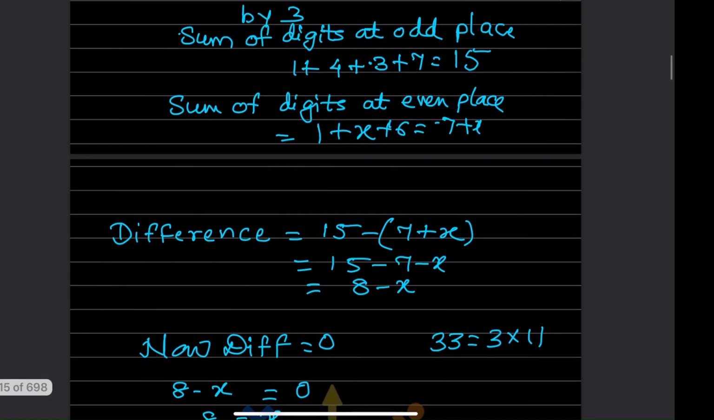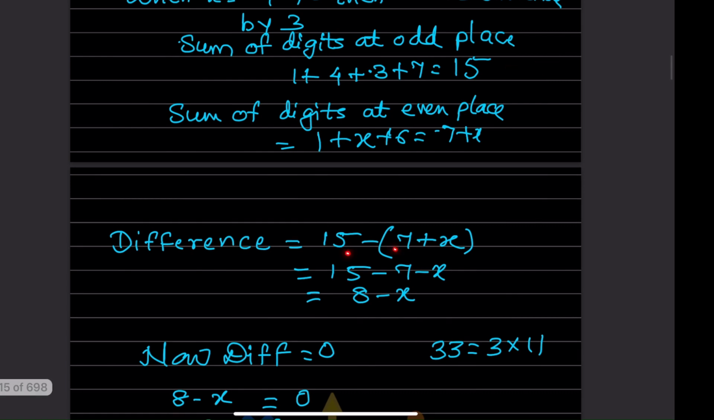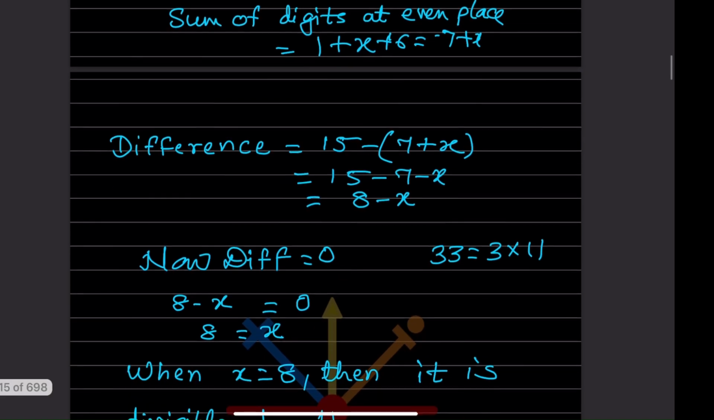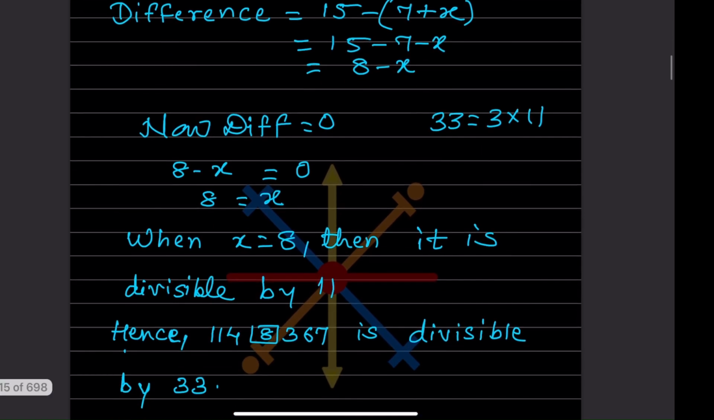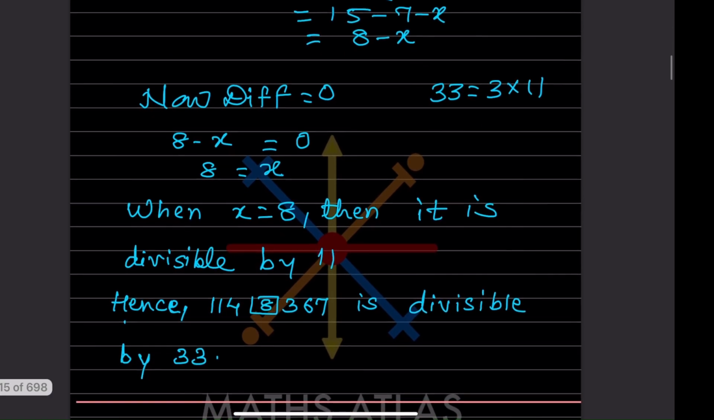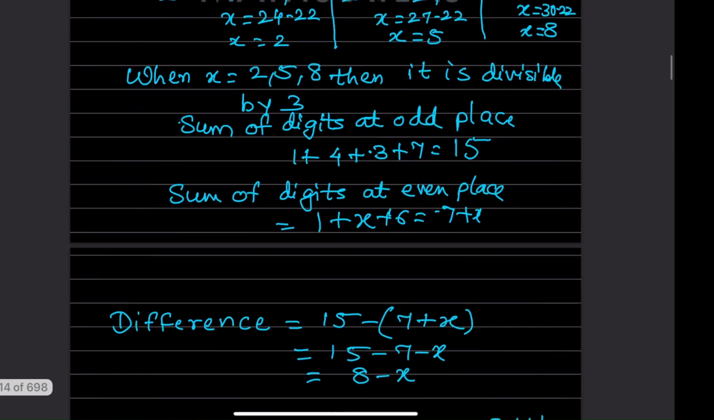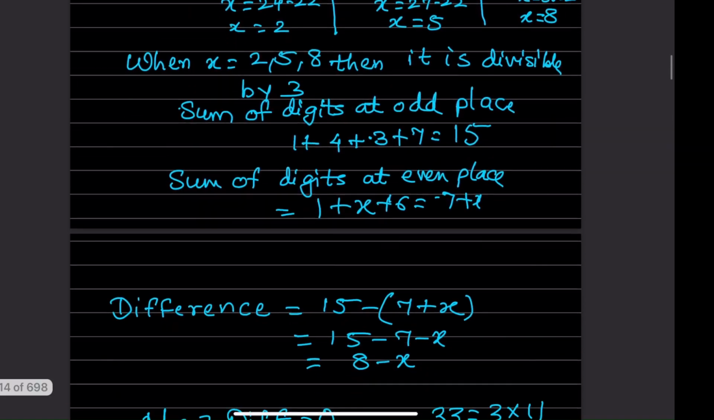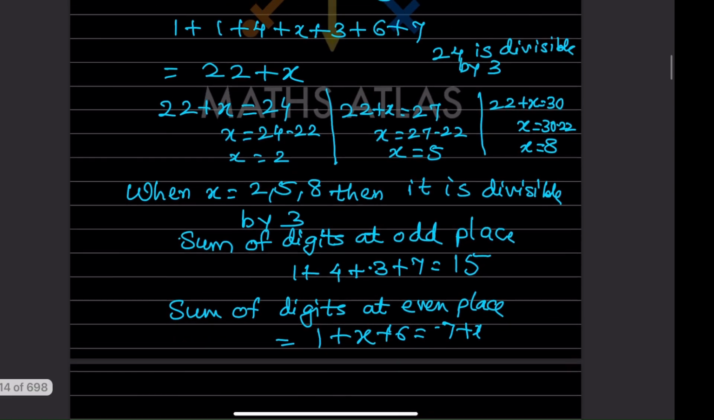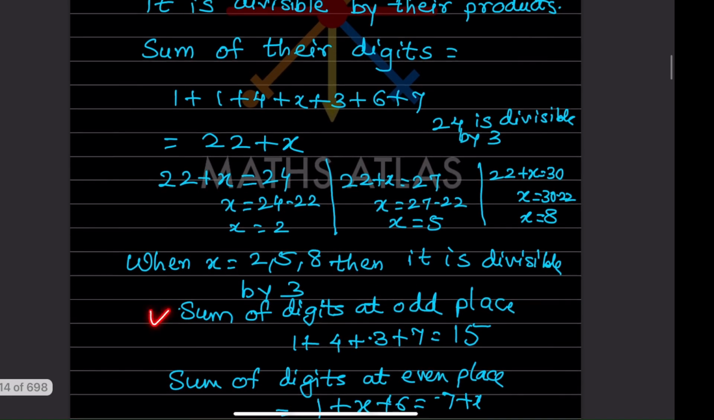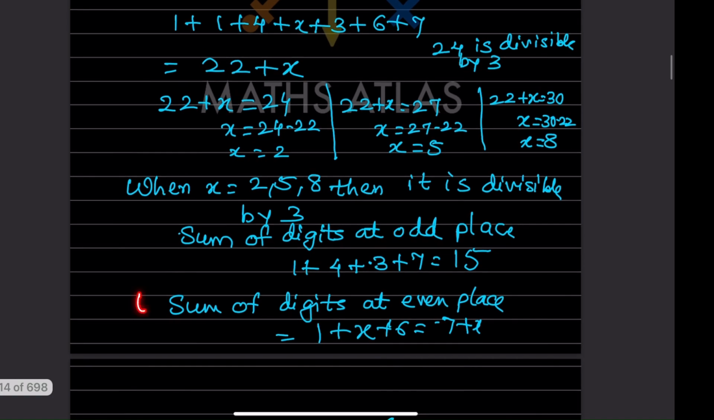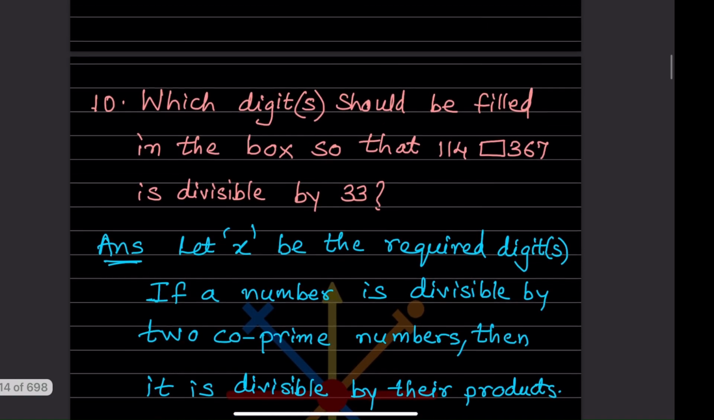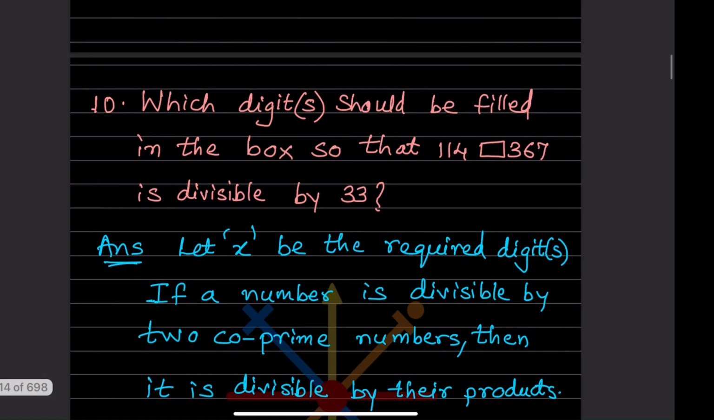So now the difference: odd places sum is 15, minus this 7 plus x. So what do you get? 8 minus x. Now the difference is 0, which means 8 minus x is 0, so x is going to be 8. When x is equal to 8, then it is divisible by 11. So you have to see the rule, what is given, and according to that, you have to solve this one. This is the sum of the digits at odd places and the sum of the digits at even places.